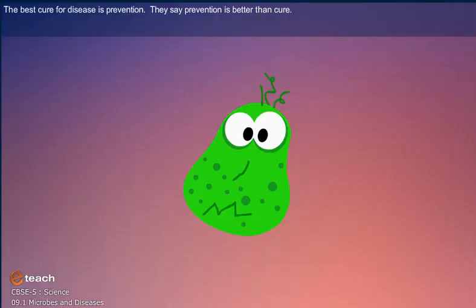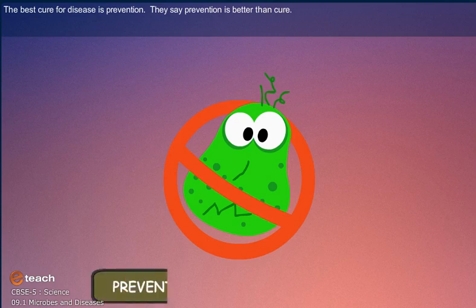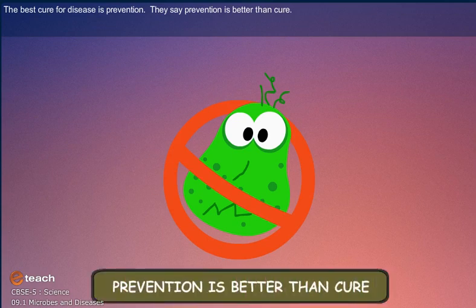The best cure for disease is prevention. They say prevention is better than cure. We can help in preventing the spread of diseases by controlling the spread of germs.